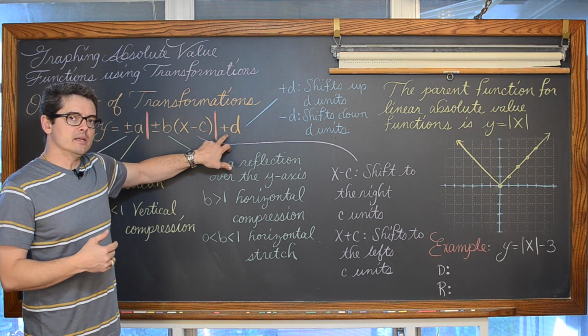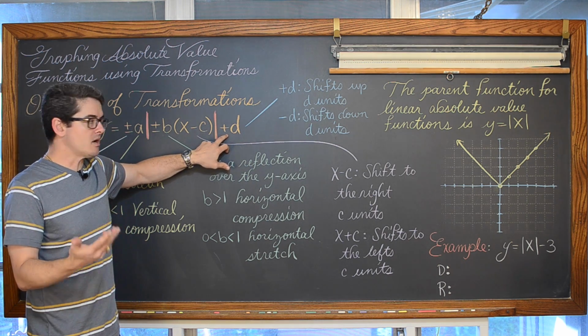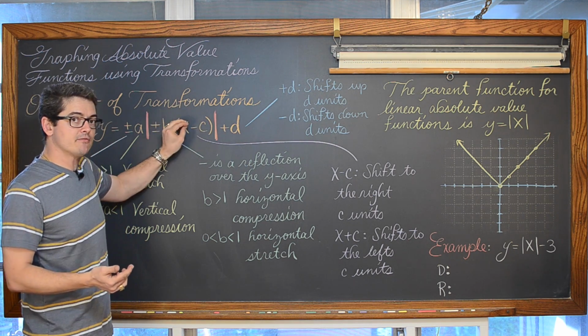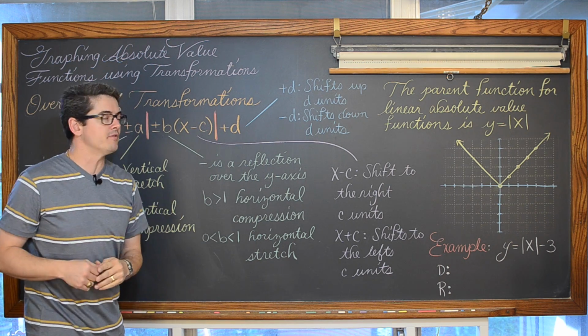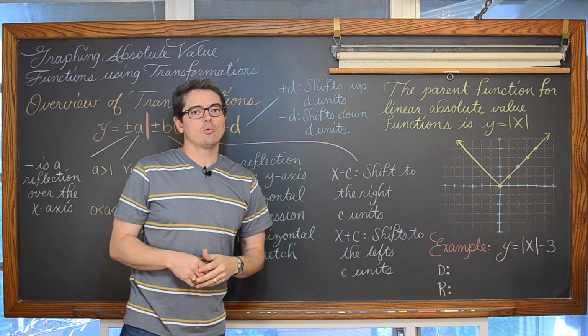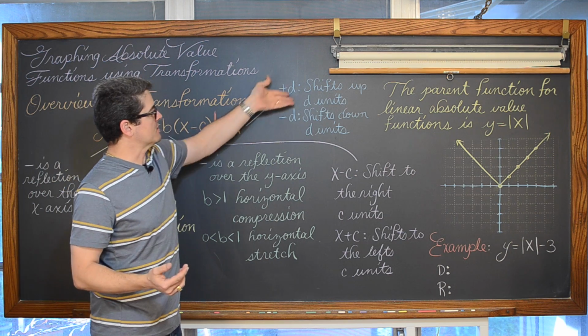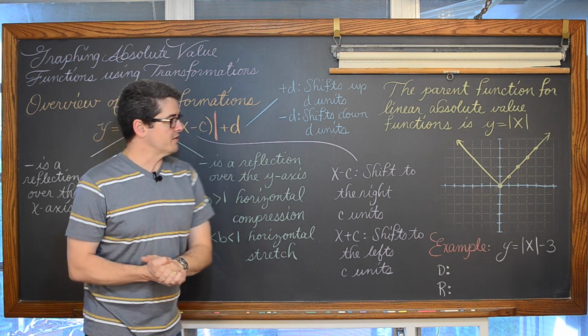If you have a plus or minus of some kind of constant, and it's not inside the math function, it's not inside the absolute value function, then that is going to be a shift up or down. And if you have a plus something, it's going to shift it up. A minus, it's going to shift it down.